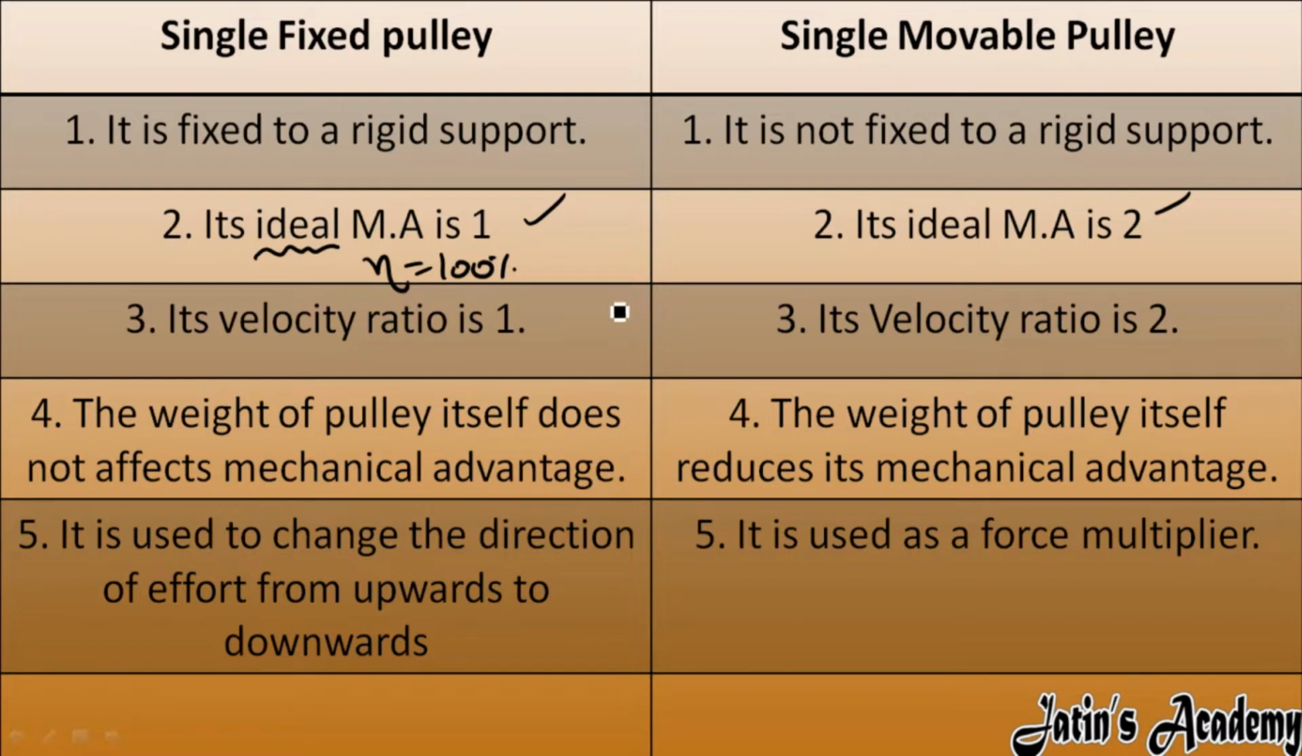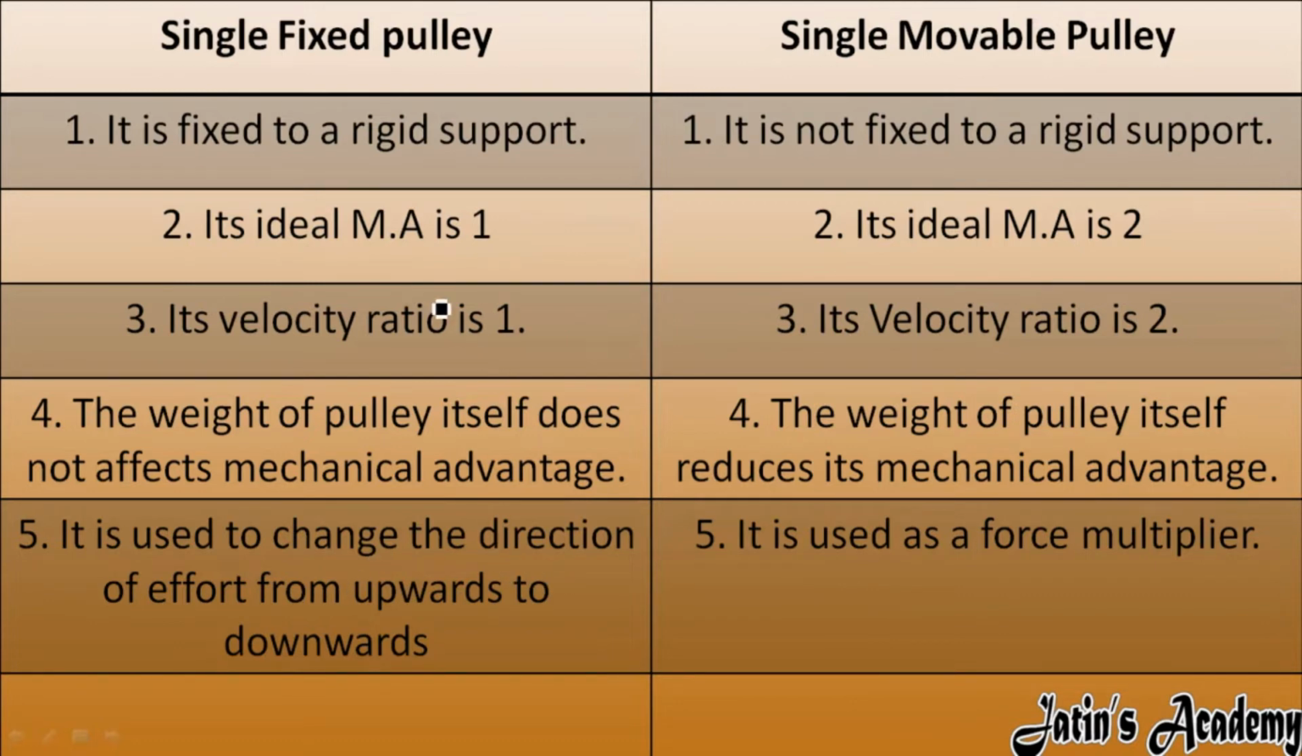So next we have the weight of the pulley itself does not affect the mechanical advantage. In single fixed pulley, as it is fixed to a rigid support, the weight of the pulley does not affect the mechanical advantage. But in case of movable pulley, carefully see, here we have a block attached, and here we are applying the effort. If this pulley is too heavy, then we have to bear the load of the pulley as well. So here mechanical advantage will change according to the weight of the pulley itself. So the weight of the pulley is significant here, but insignificant in case of single fixed pulley.